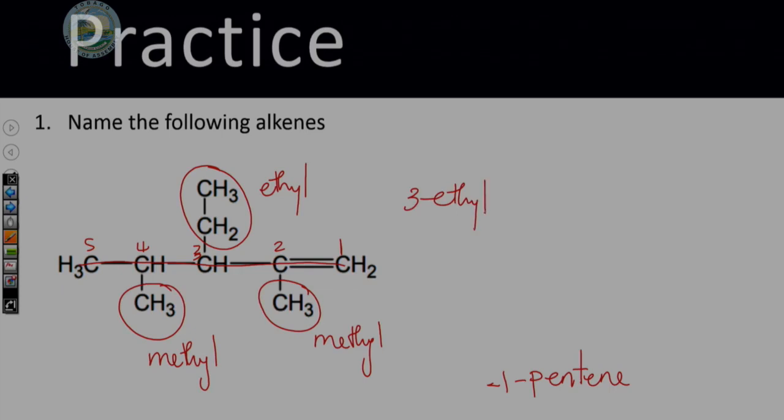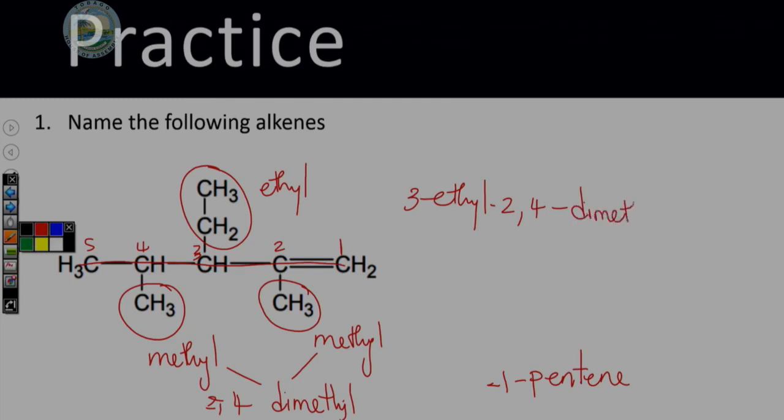Let's look at the methyls now. So we have 2 methyls, and because we have 2 methyls, we know that we have to say what? We have to call them dimethyl. Okay? So dimethyl. And what are the numbers on our dimethyl? We have 1 on 2, and we have the next one on 4. So it's going to be 2,4-dimethyl.